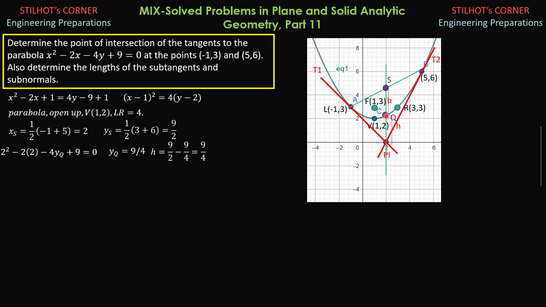And the vertical distance from Q to the point of intersection should also be H. So that's 9 over 4, because y sub Q is 9 over 4 and H is also 9 over 4. Therefore, y sub PI is 9 over 4 minus 9 over 4, because H is 9 over 4. It's 0 indeed. So x sub PI is 2 and y sub PI is 9 over 4 minus 9 over 4, and that is 0. So therefore, the point of intersection is at (2, 0).